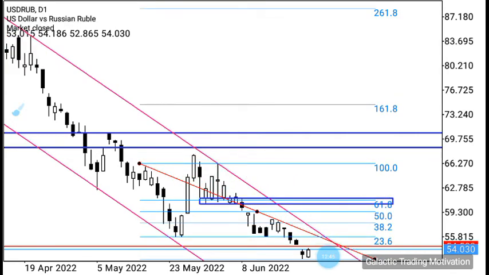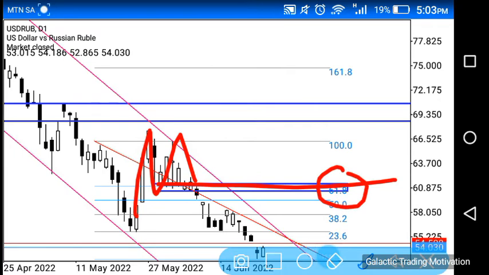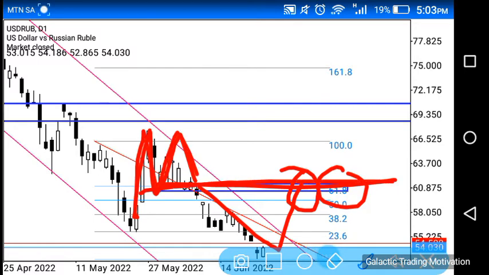So can you guys see that the neckline of this M structure aligns with the 61.8% Fibonacci zone? So what this tells us is that should price from where it is come back to the zone, we may be looking for possible selling opportunities, and we've got confluence. We've got the M formation, we've got the neckline of that M formation, and we have the 61.8% Fibonacci zone.